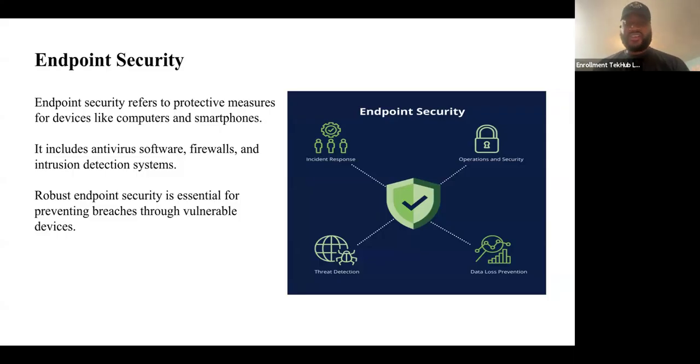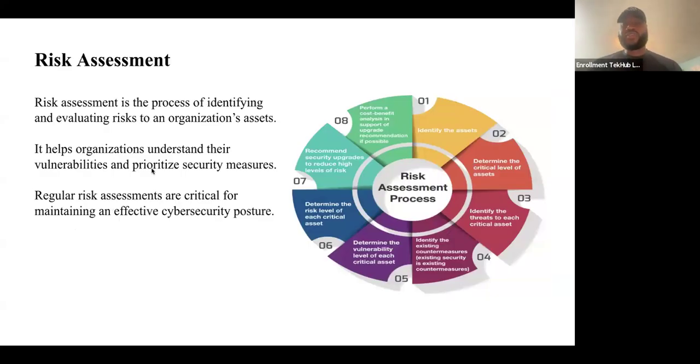McAfee, Norton, Malwarebytes. You have your firewalls, your IDSs, your intrusion detection systems, and then your endpoint security, right? So those are good just to detect things in real time. And then we have our risk assessment, right? So we talked about risk assessment, and that is the process of identifying and evaluating risk to an organization's assets. It helps organizations understand their vulnerabilities and prioritize their security measures, okay?